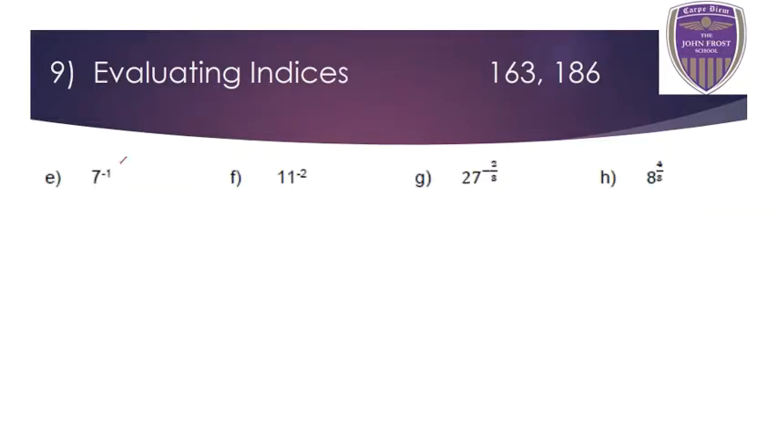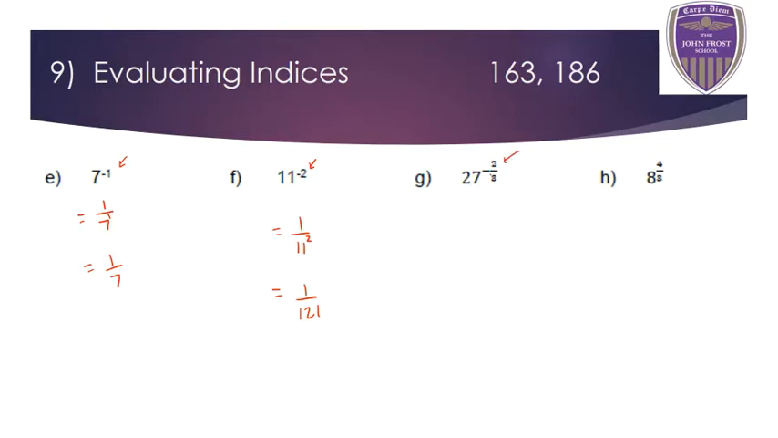Okay, so a negative power, so rewrite it. So that would be 1 over 7 to the power of 1. 7 to the power of 1 is just 7. So 1 over 7, leave it as a fraction. Again, a negative power, so let's rewrite it out. 1 over 11 squared. 11 squared is 121. It's going to be 1 over 121. Again, leave that as a fraction.